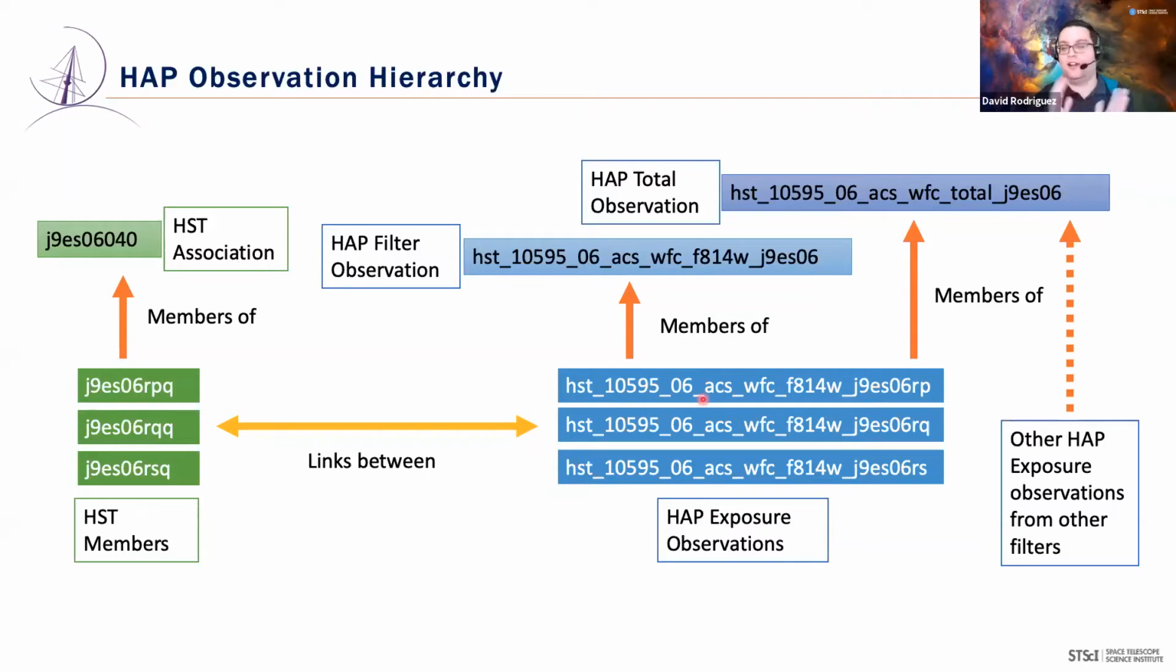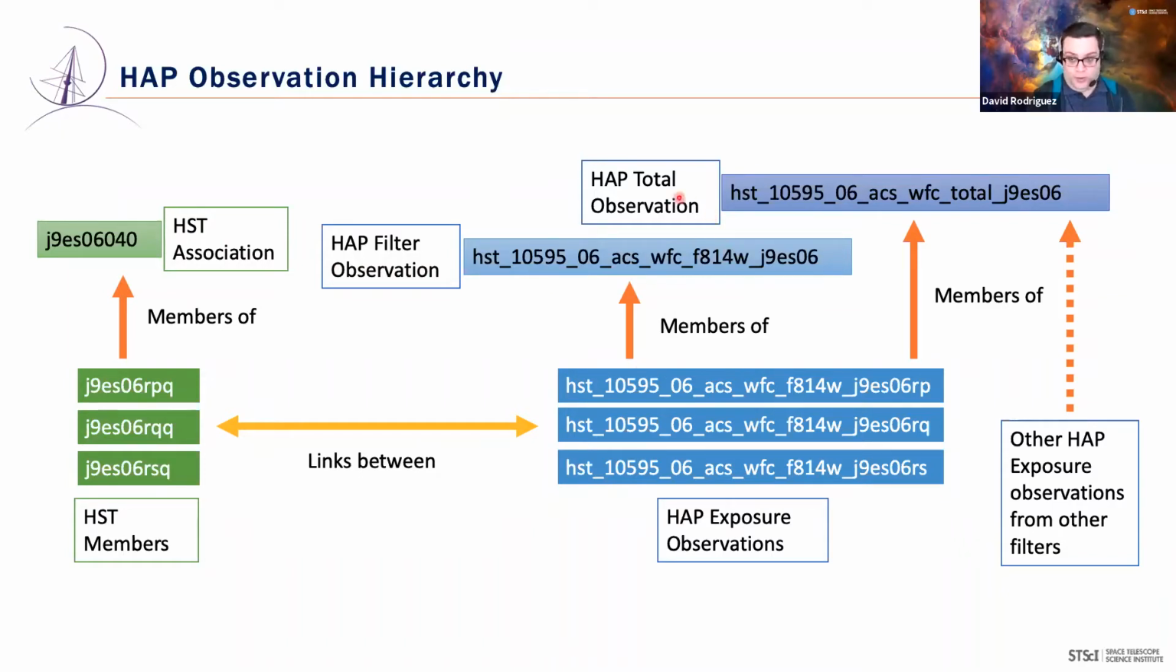been redrizzled, they have the improved astrometry, north up, east left, that sort of thing, and they have been combined together to form the filter observation, which is analogous to the HST association. So this is a combination of those improved images for that particular filter.